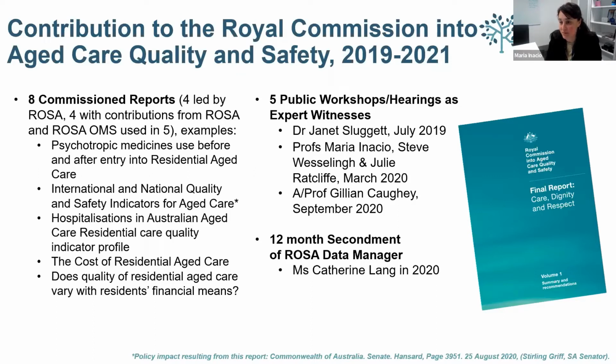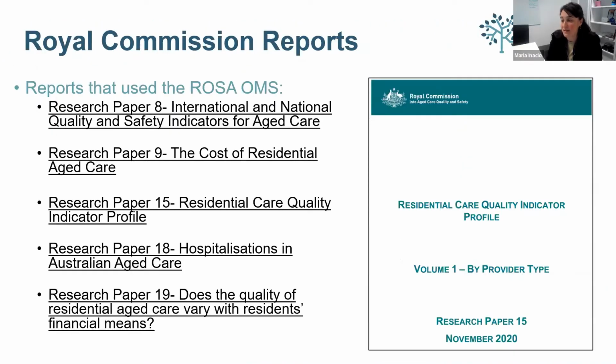As I mentioned before, we led 4 reports that were commissioned by the Royal Commission, but there were also 4 other reports, listed here, that use those quality and safety indicators that we developed. At that time, only the residential care ones were developed, so this was only focused on residential care. I'm sure you're familiar with a lot of these reports now, but the measures included in there are all based on our work.